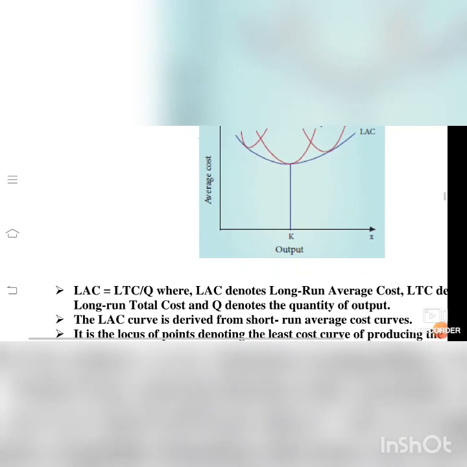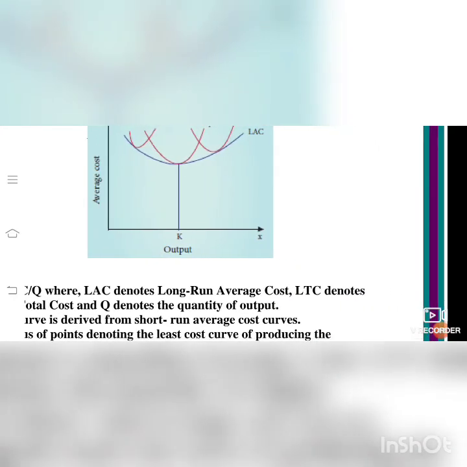So the LAC is equal to LTC by Q, where LAC denotes long run average cost, LTC denotes long run total cost and Q denotes the quantity of output. So these are the explanation for the formula. What is LAC? Long run average cost curve you can take. LTC denotes long run total cost and Q denotes the quantity of output.